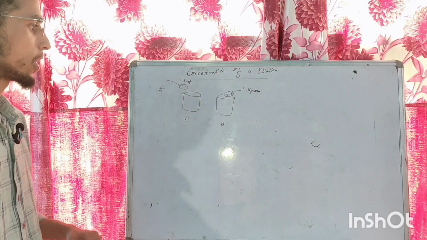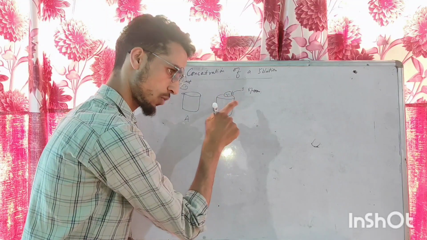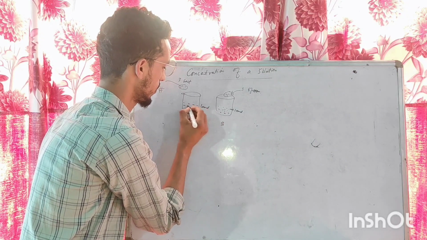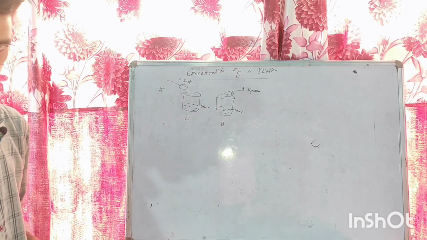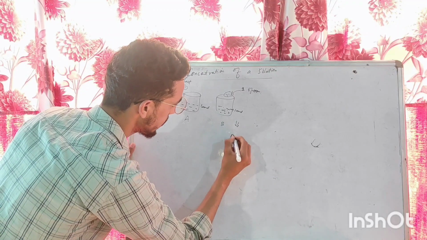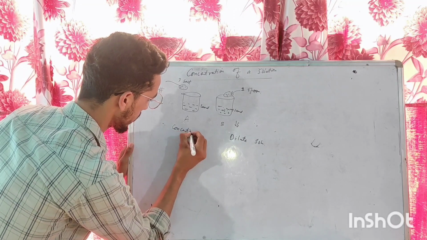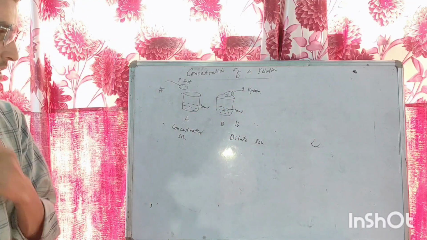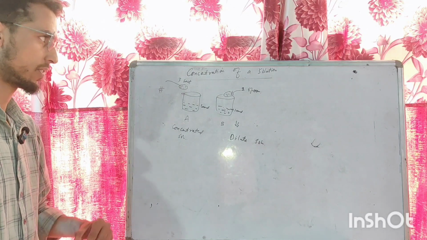Beaker B has fewer solute particles, because we have now understood the concept of solute and solvent. Here the water is the same 100 ml in both. In one beaker there is a lesser amount of solute, and in the other a greater amount. So beaker B will be called a dilute solution, and beaker A will be called a concentrated solution. Dilute solution means the amount of solute particles is lesser, and concentrated means the amount of solute particles is higher. This is the basic difference between the two.